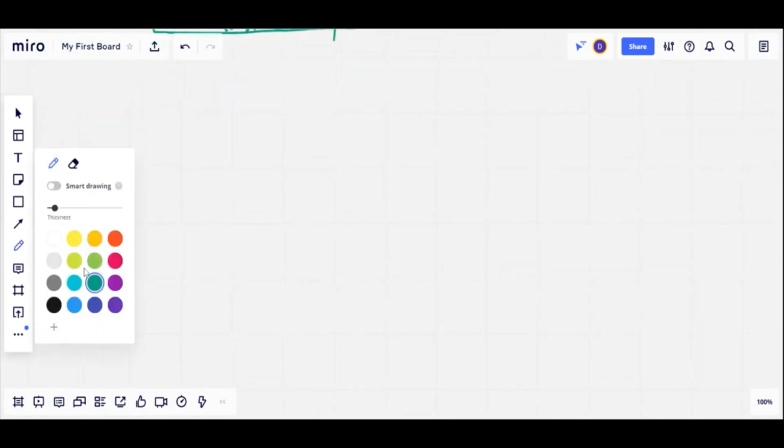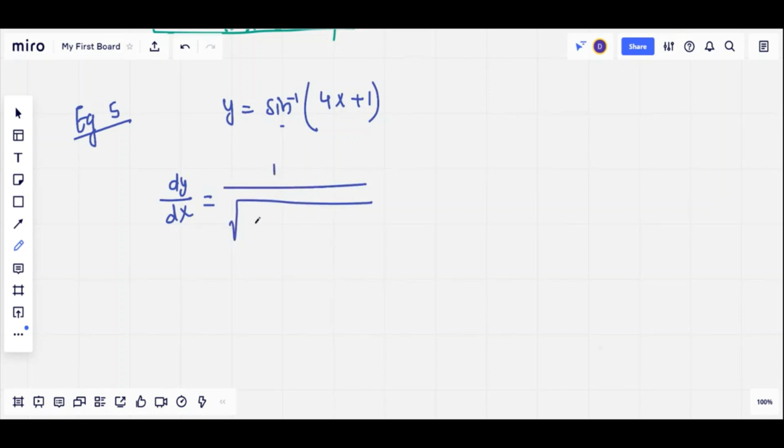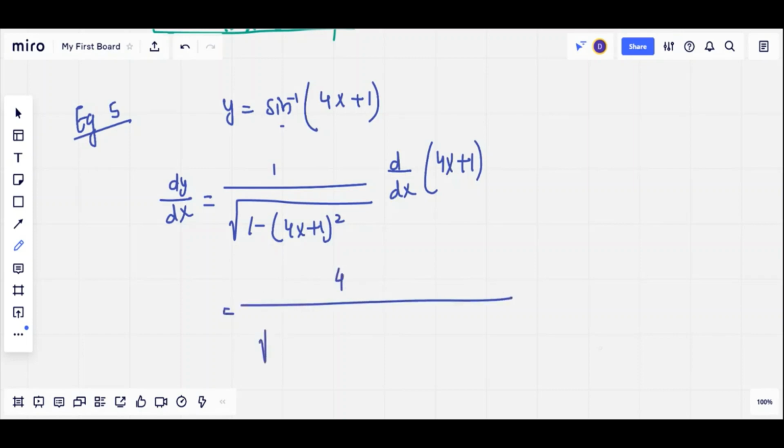Let's talk about the next one. So we have example 5. We have to differentiate sine inverse of 4x plus 1. This is an inverse trigonometric function. So dy over dx is sine inverse of something, differentiation is 1 over square root of 1 minus that something square, which is 4x plus 1 whole square. Then we go inside and we differentiate 4x plus 1. Differentiation of 4x is 4 and differentiation of 1 is 0, over the square root.